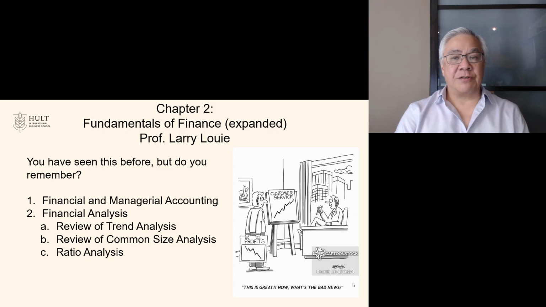So we're going to look at financial and managerial accounting, which is a baseline of information and sources. Then we're going to look at financial analysis and tools I'm sure you're familiar with, things like trend analysis or common size analysis, and of course, ratios.